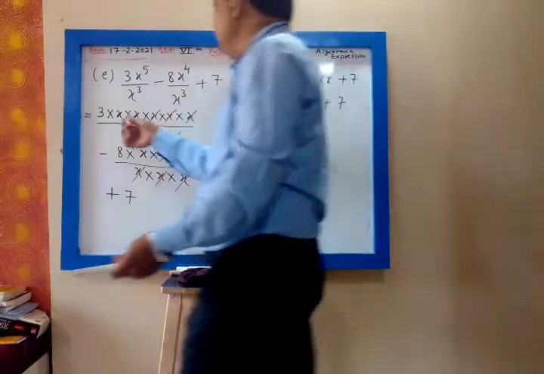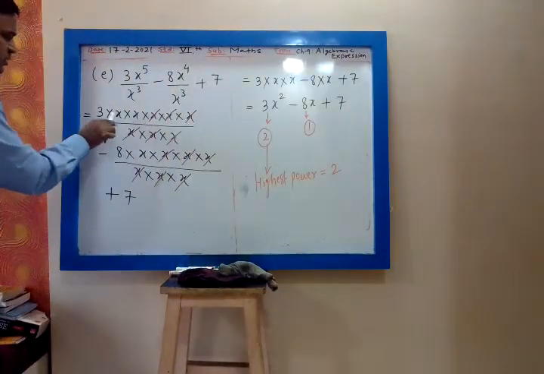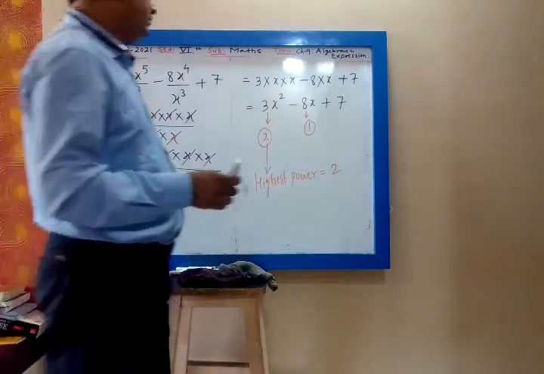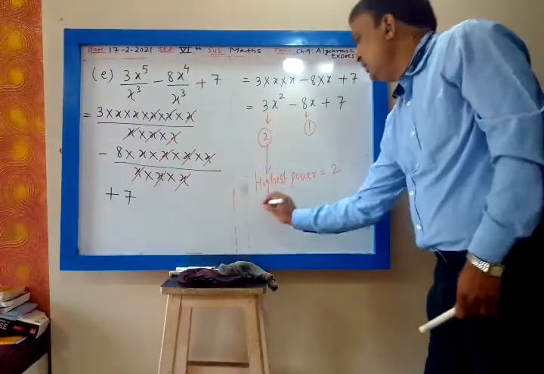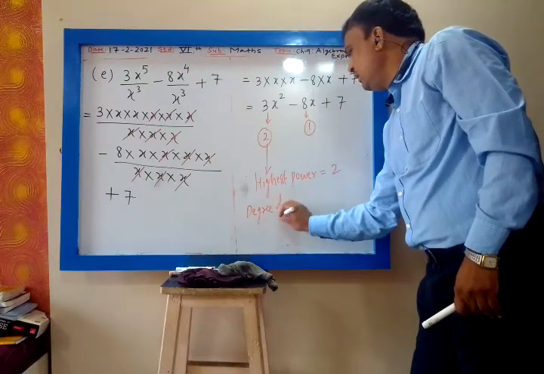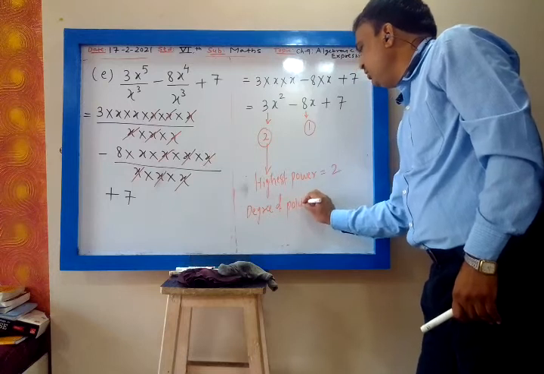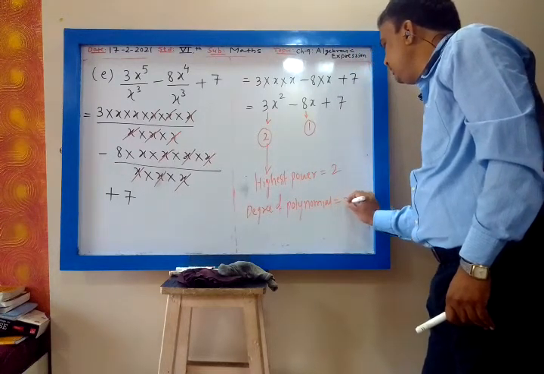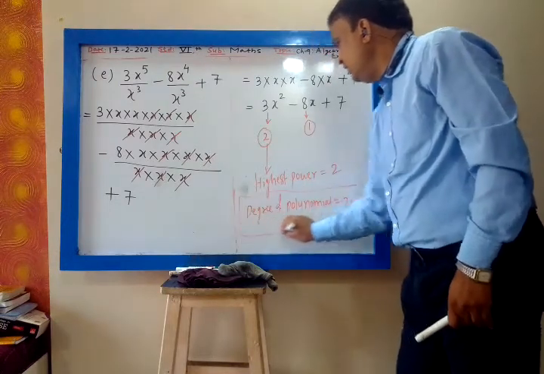Because, my dear, 3 is there, no? 3 into x into x. So the degree of the polynomial is 2. After simplifying, the degree of the polynomial is 2.